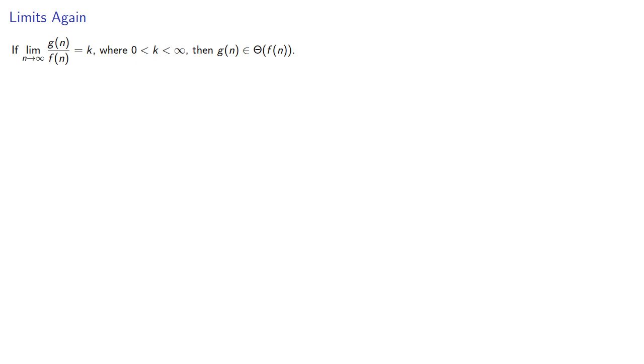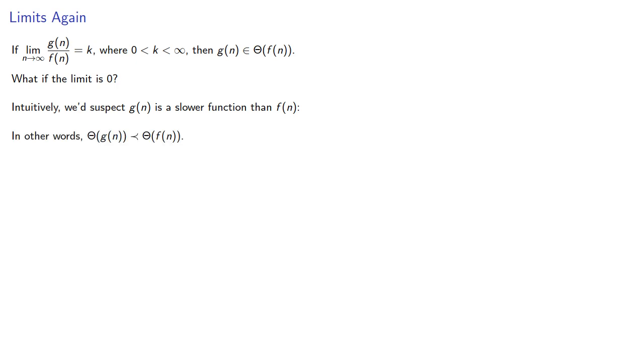So if the limit of the quotient is k, where k is some positive real number, then g of n is order f of n. But what if the limit is 0? Intuitively, we'd expect g of n is a slower function than f of n. In other words, the order of g of n is smaller than the order of f of n. Well, let's prove it.